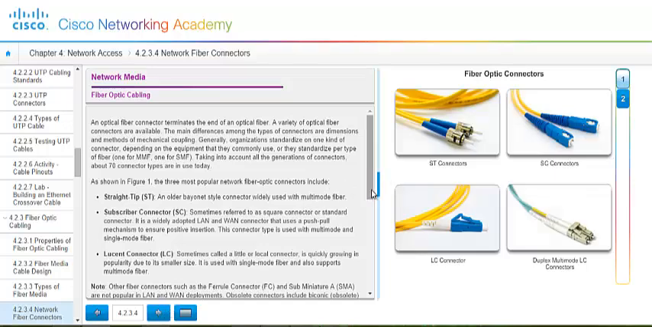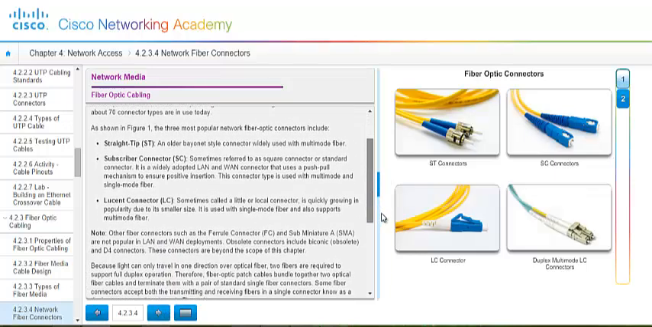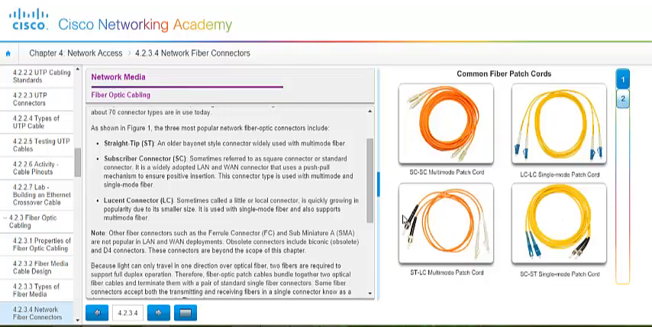We have different connectors for our fiber optics. You have your straight tip, that's older. You have your subscriber connector and your Lucent connector. Then we have our multiplex multi-mode Lucent connector. And this is what your patch cables may look like.